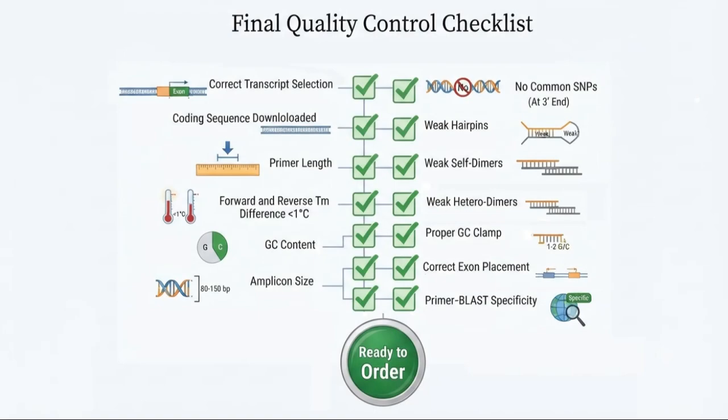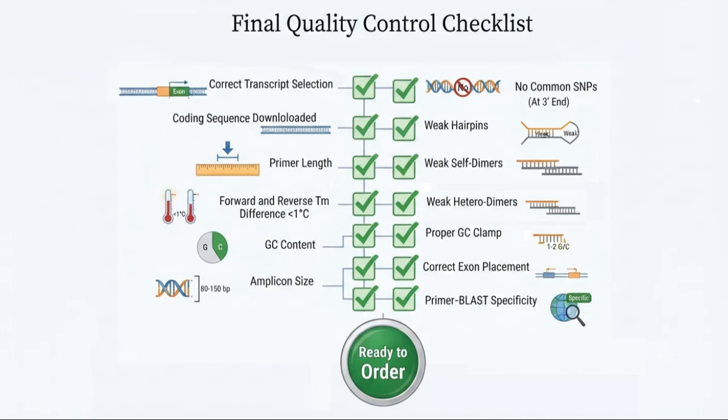Before clicking order, run through this checklist one last time. Transcript correctly selected. Correct coding sequence downloaded. Primer length between 18 and 25 nucleotides. TM around 60 degrees Celsius. Forward and reverse TM differ by less than 1 degree Celsius. GC content between 40 and 60%. Amplicon size between 80 and 150 base pairs.